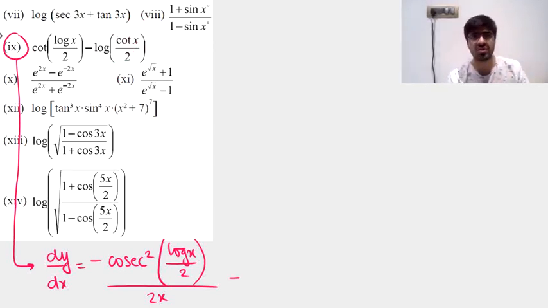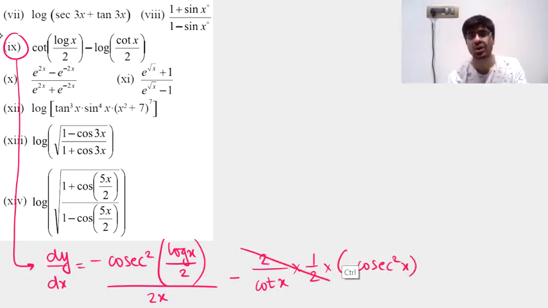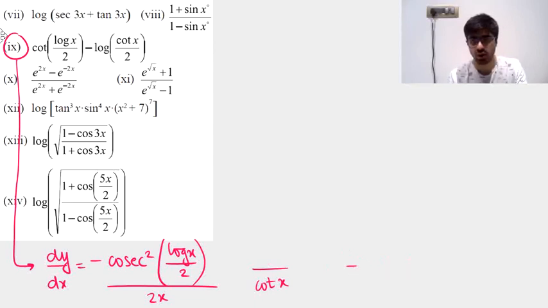So the derivative will be 1 upon cot(x by 2), 2 goes up, you can say 2 by cot(x by 2). Multiply it further with the derivative of cot(x by 2), and that will be 1 by 2 into minus cosec square(x by 2). 2 and 2 get cancelled, minus of minus makes it plus. So we are finally left with plus cosec square(x by 2) divided by cot(x by 2).